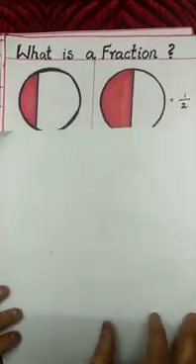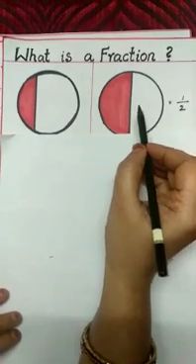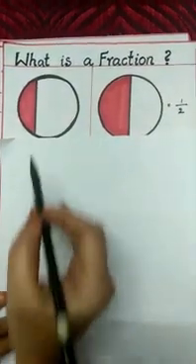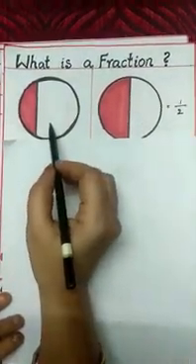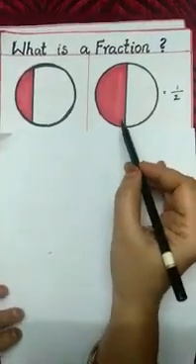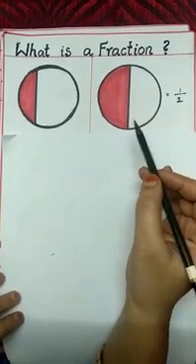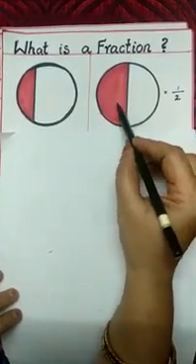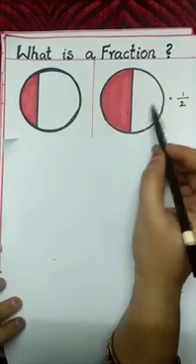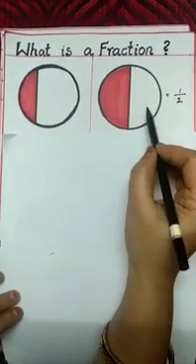Now here, observe some figures. Here you have two circles divided into two parts. Are these parts equal in the first circle? No. In the second circle? Yes. If you divide something into equal parts, there is a lot of mathematics behind it. Now in the second circle, we find two equal parts. Each part represents one half. This is one half and this is one half.